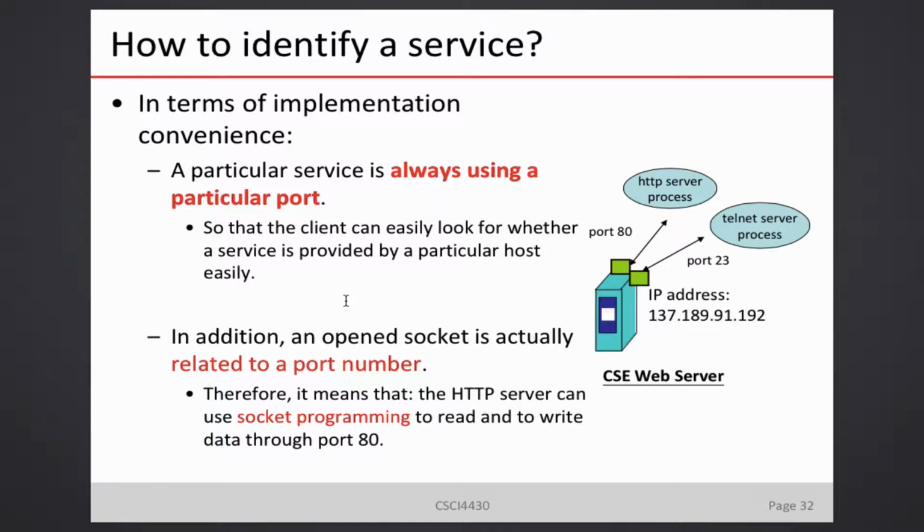Now we already know what the services are, and when a server is open, it will bind to that port, okay? So let me assume it always binds to that port. That means that if I want to identify a service, what I need is an IP address and a port number. Now, what's next?